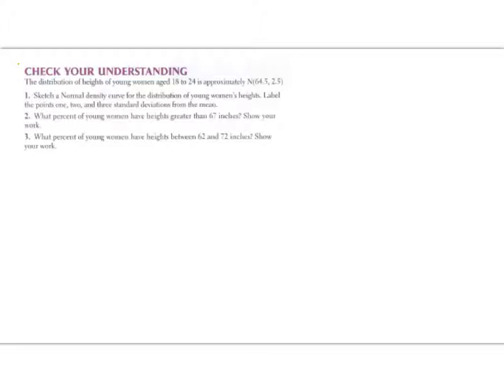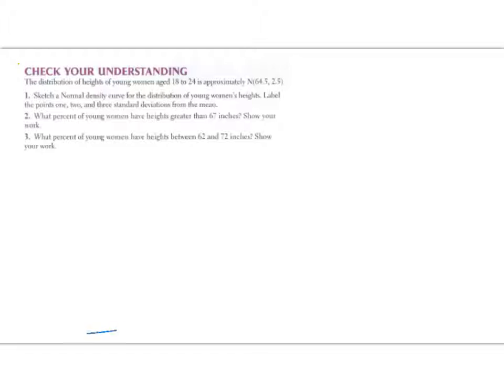So let's look at a few more examples here. We've got a distribution curve here. The distribution of heights of young women aged 18 to 24 is approximately N with a mean of 64.5 and a standard deviation of 2.5. Sketch a normal density curve for the distribution of young women's heights. Label the points 1, 2, and 3 standard deviations from the mean.